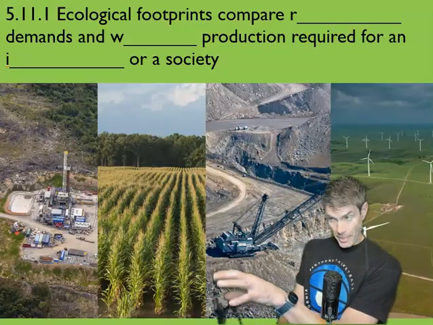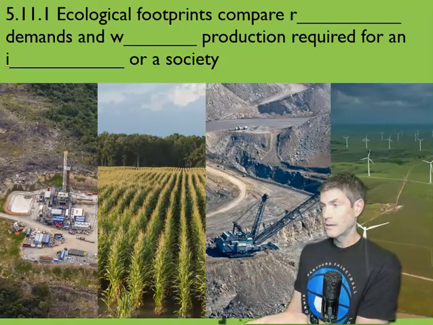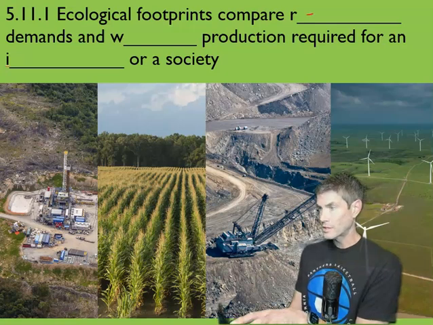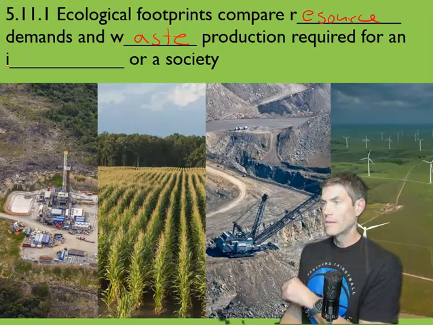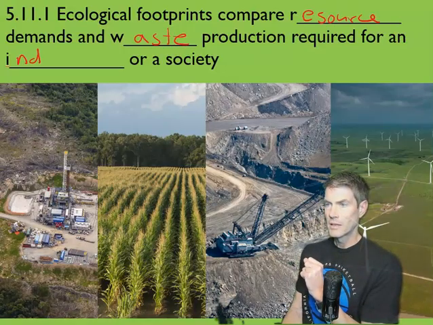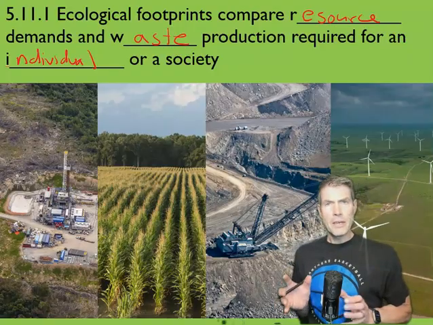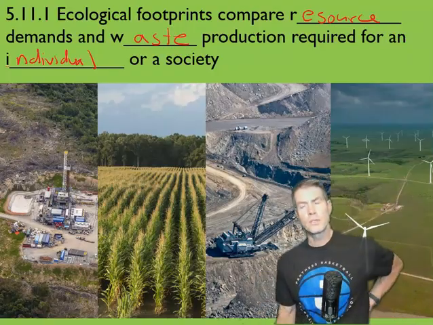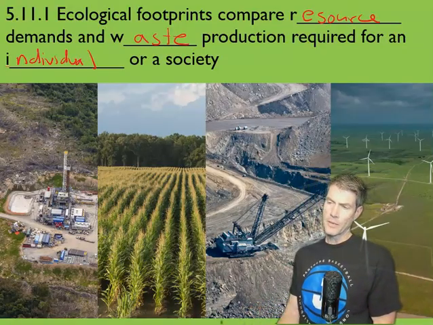So this is the definition here. These ecological footprints compare resource demands and waste production required for an individual or a society. When you see pictures like this, you should be able to tell a story about what's going on, what's happening, and the ecological impact.